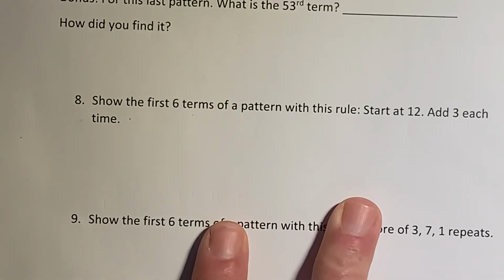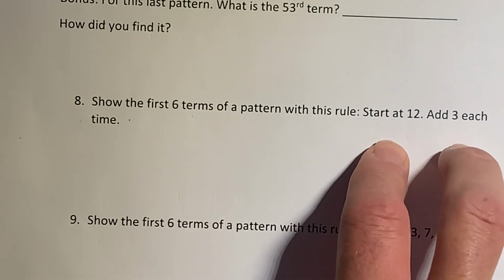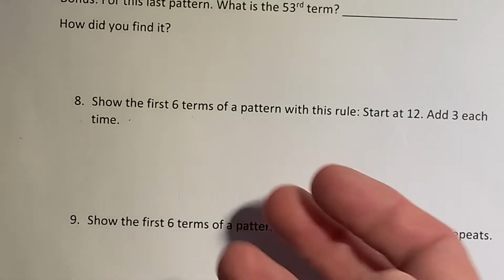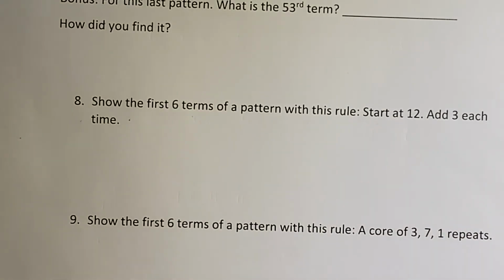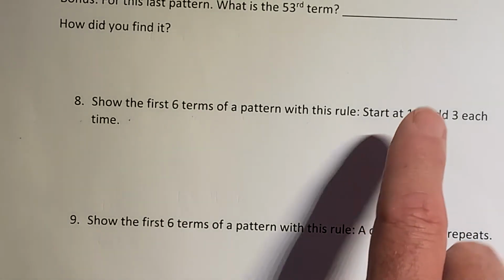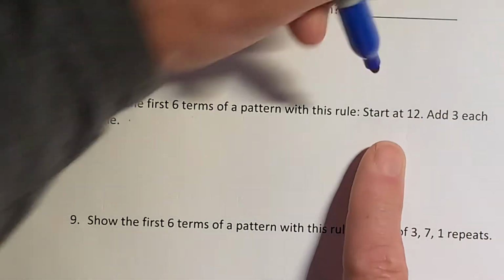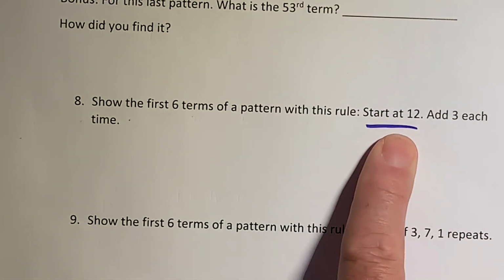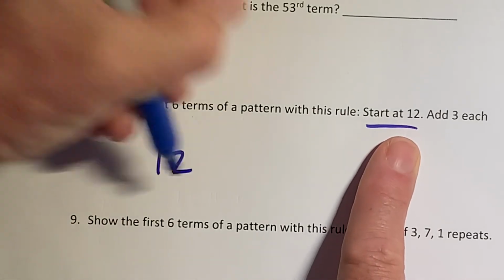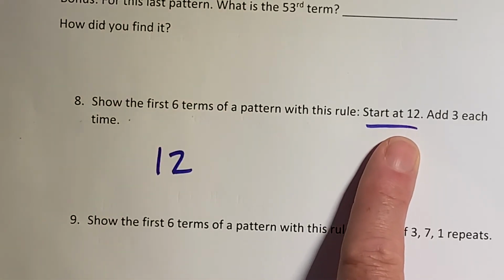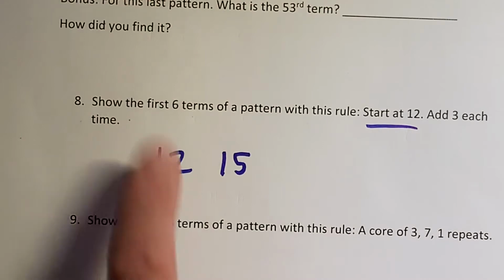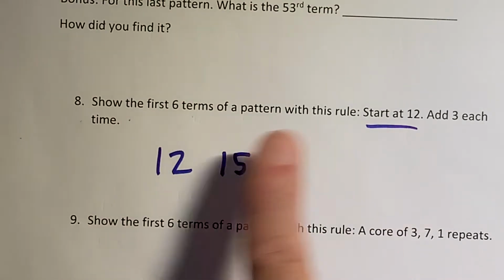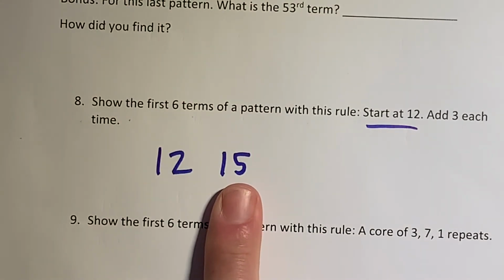These questions were pretty straightforward. They're being given the pattern rule, so show me the pattern based on the rule. A handful of students kind of skipped this part. They wrote down the next number. So if it says start at 12, 12 should be the first number you write, and then 15. A lot of students kind of skipped the 12 because it's already there and started writing down 15.